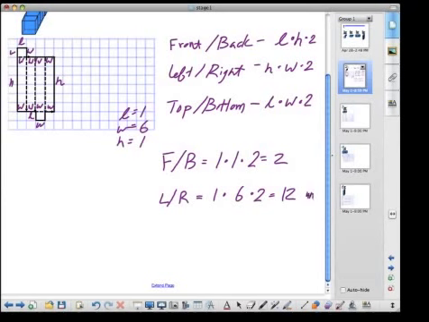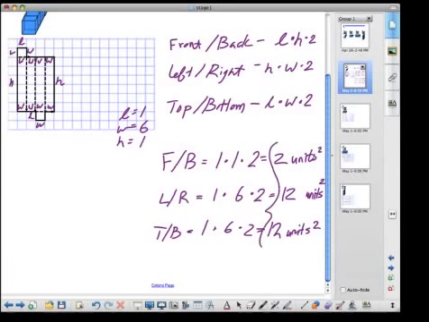So I'm going to write my units, and I'm going to put the square symbol. This just tells me that it's not 2 as in the number 2, it's 2 as in the area 2. Top and bottom of my box are length, which is 1, times width, which is 6, times my two surfaces. And that's going to give me, again, 12 square units. Okay? In order to find the total surface area, I need to add these values. I need to find the sum. So I've got 12 plus 12 plus 2. My surface area for this box is 26 square units.